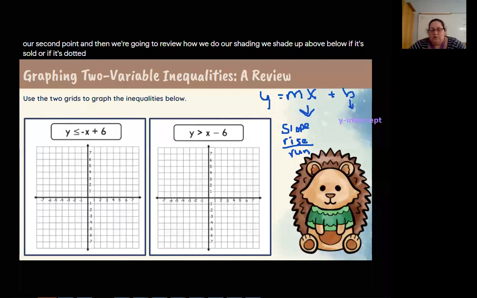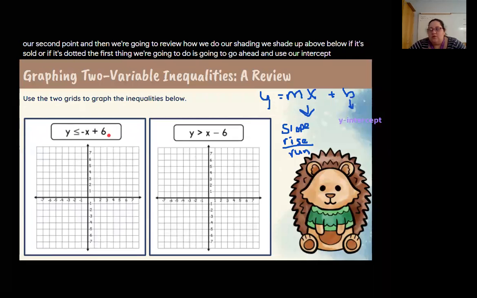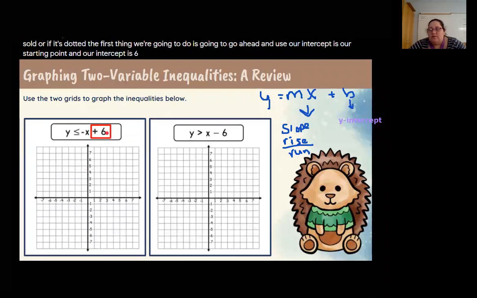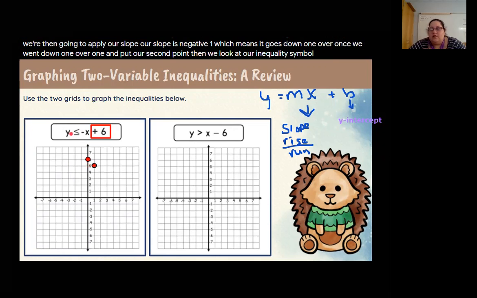So the first thing we're going to do is use our intercept as our starting point, and our intercept is 6. So we're going to go over to +6. We're going to place a point. We're then going to apply our slope. Our slope is -1, which means it goes down 1 over 1. So we went down 1 over 1 and put our second point. Then we look at our inequality symbol. It's got a line underneath, which means equal to. So we're going to have a solid line.